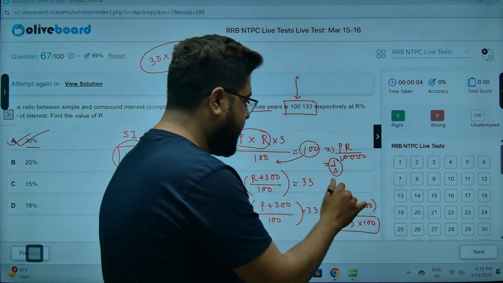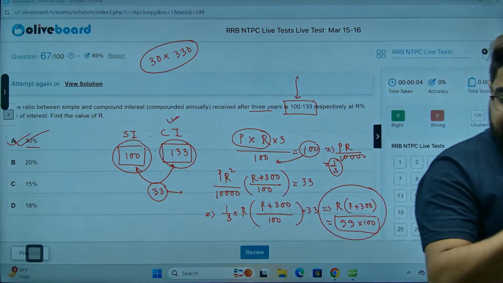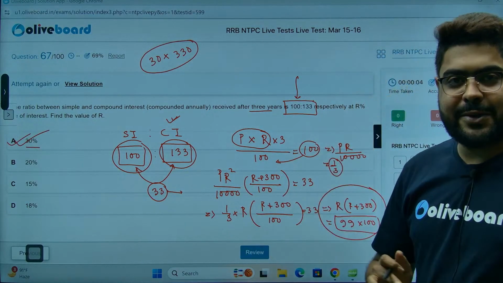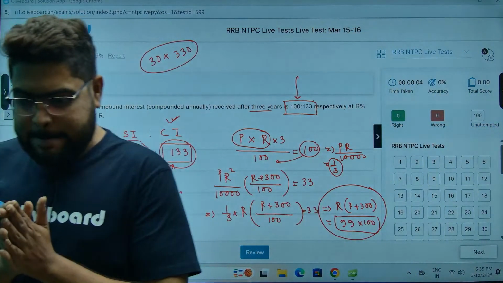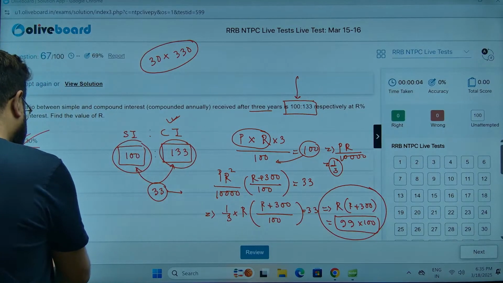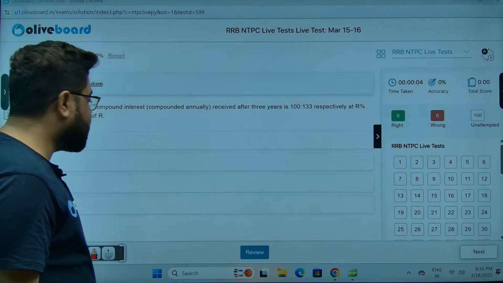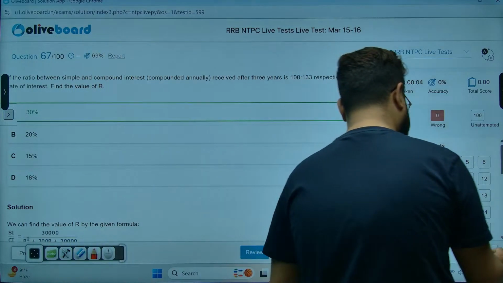Do not solve. In these situations, do not solve, sir. Do not try to solve and get the correct answer. Never do that. Okay, sir. It was a little lengthy question, but it's a very, very good question. You will be stuck if you do not know how to solve.